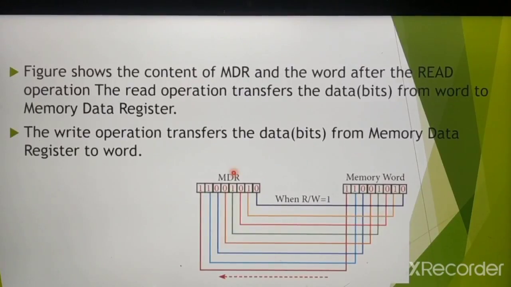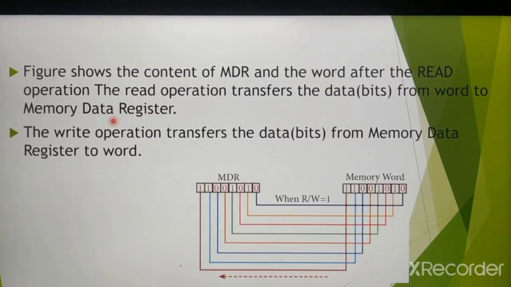This figure shows how we are writing the information. It shows the content of MDR, memory data register, and the word after the read operation. The read operation transfers the data from word to memory data register. Read means we are reading the information from memory to word. The write operation will be done from memory data register to memory.